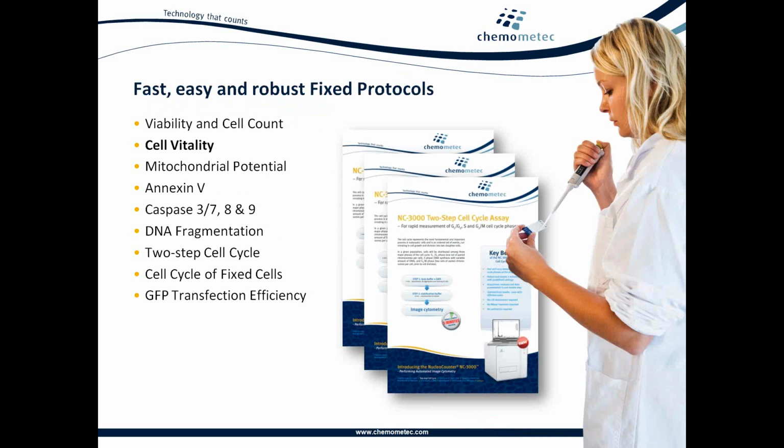The fixed protocols that we have already in the instrument, on top of all the protocols you make yourself, are the viability and cell count, the cell vitality, which is the topic of today. We can look at mitochondrial potential using the JC-1 dye. We can look at annexin V binding to the cell when the phosphatidylserine is presented on the surface of the cells. We can look at caspase activity with the FLICA assays, DNA fragmentation, do cell cycling on it, and look for GFP transfection efficiency.